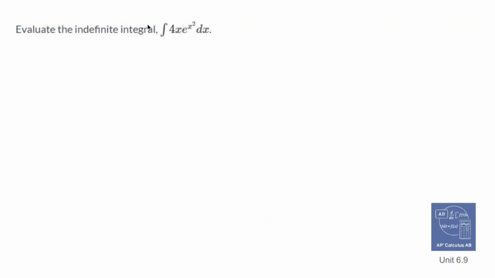Evaluate the indefinite integral of 4x e to the x squared. So this looks like chain rule stuff. And whenever you're integrating stuff that looks like chain rule stuff, you have to pick a u value that looks like its derivative or something awfully close to it is lingering. If I let u equal x squared and take the derivative of x squared, I get 2x, which is close to 4x. So u is going to be x squared here.